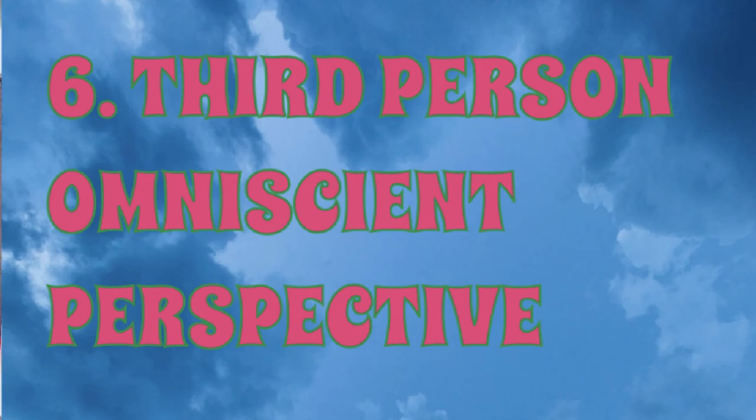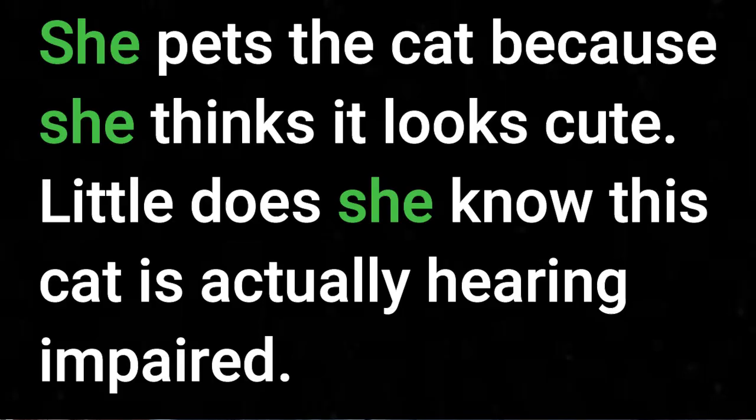Number 6. Third person omniscient perspective. She pets the cat because she thinks it looks cute. Little does she know this cat is actually hearing impaired. Notice how from the last suggestion the sentence had another sentence added. The omniscient perspective is an all-knowing perspective, or generally speaking enough information to that perspective. This is a very common type of writing, especially for early childhood books. Now, with some storytelling, you can open a chapter with this perspective and then take it into the third person limited perspective of the character.